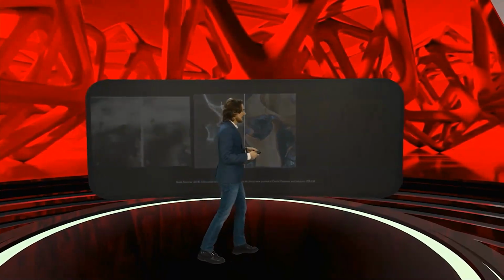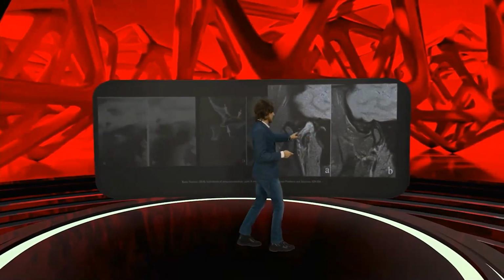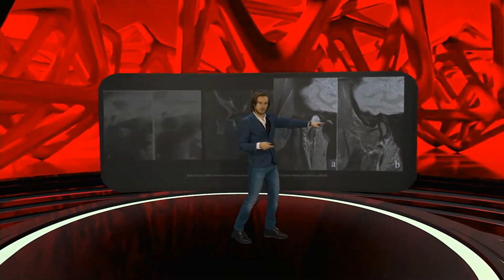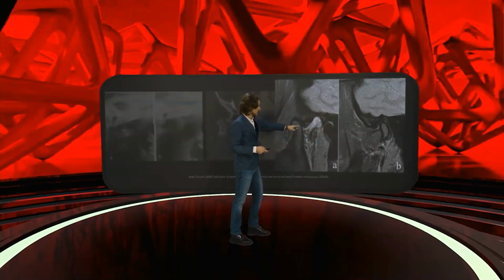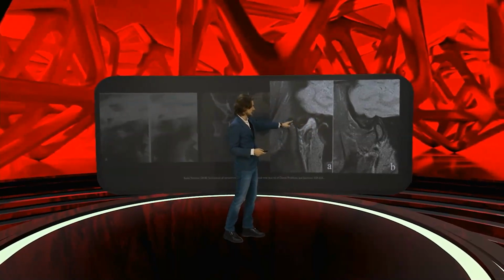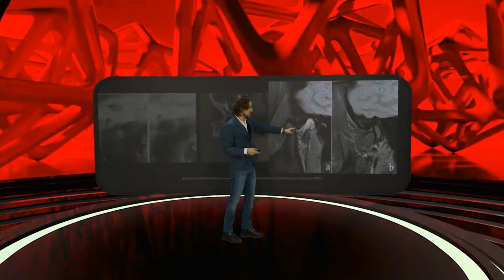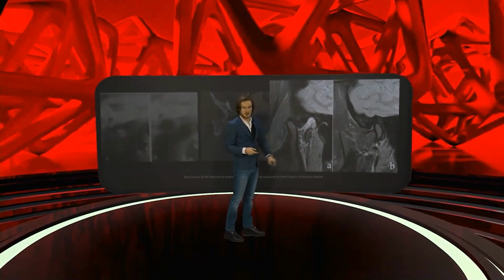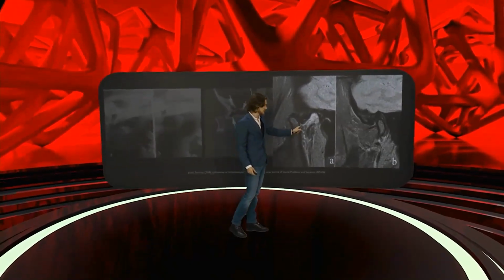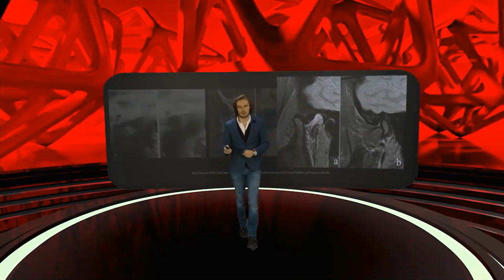And even better is on the MRI. This is the open mouth. This is the closed mouth picture. So this is the fossa in here, and there is a condyle. So condyle should stop in here at the apex of the eminence. So it goes too much forward.